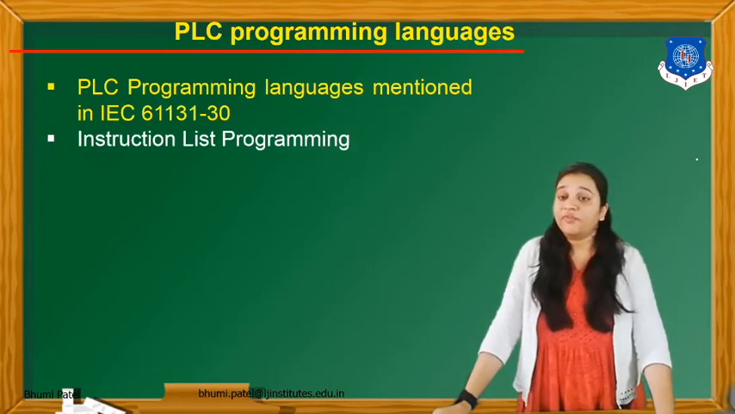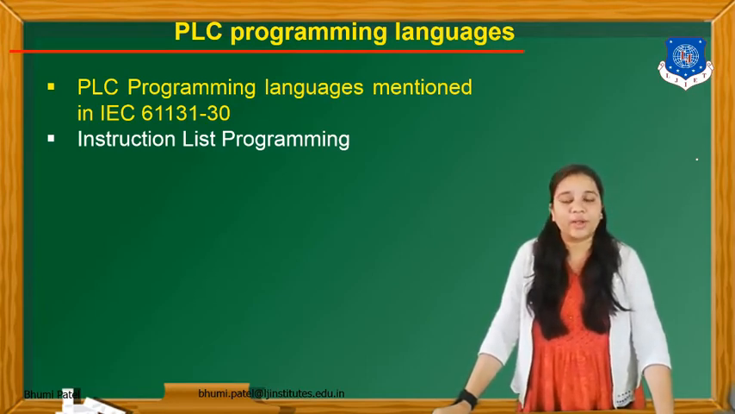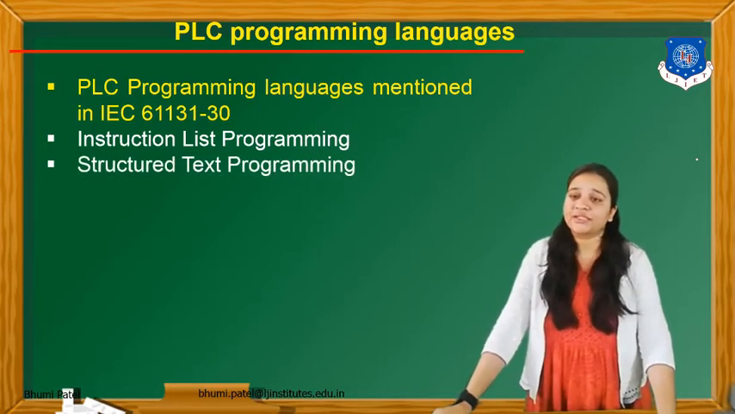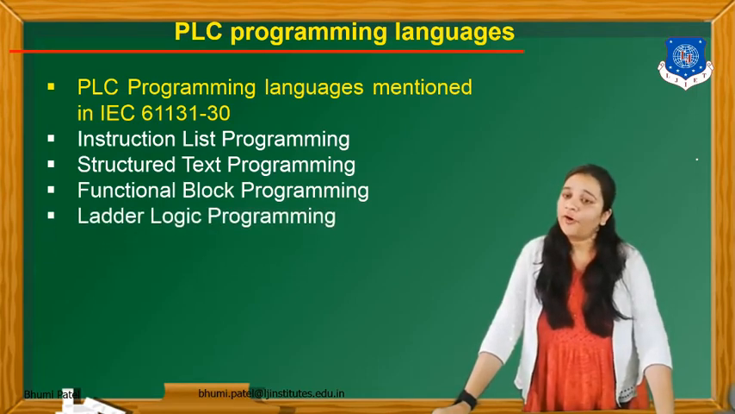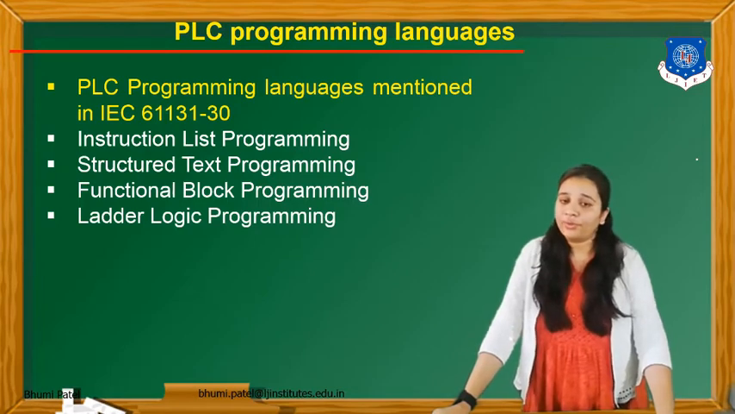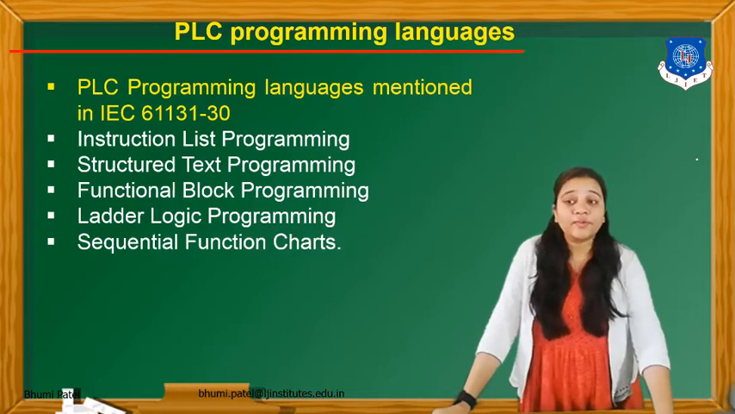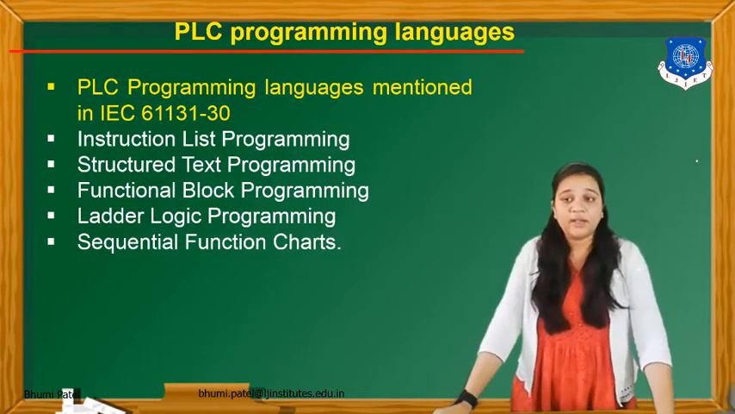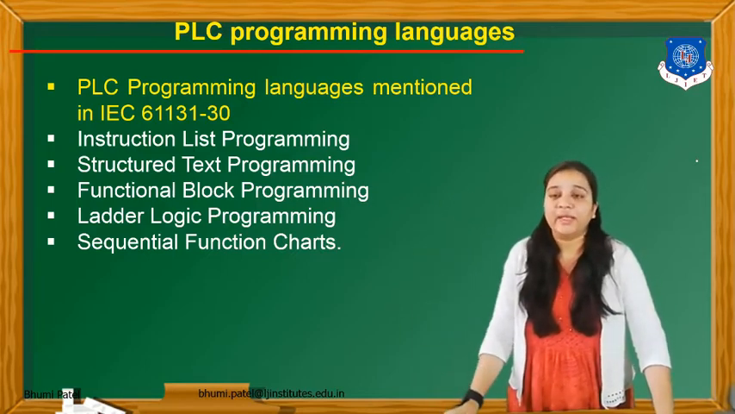61131-3. The first programming language is the instruction list programming language. The second one is the structured text programming language. The third one is the function block programming language. The fourth one, which you already know, is the ladder logic diagram programming language, and the fifth one is the sequential function chart. We can do the programming in any of these programming languages.